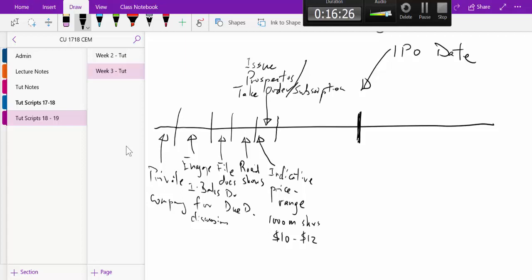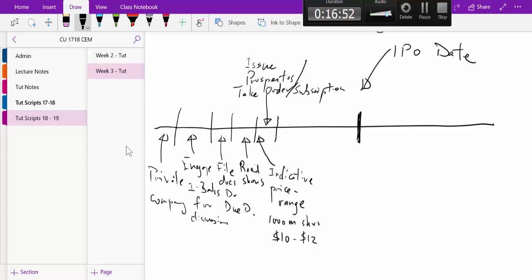So you have an indicative price range, and when you issue your prospectuses and you take orders, that is all you can do. Okay, you don't have a price at that moment in time. You don't have an actual IPO launching price. Okay, is everyone okay with that? Yeah. Now, so what happens after that?